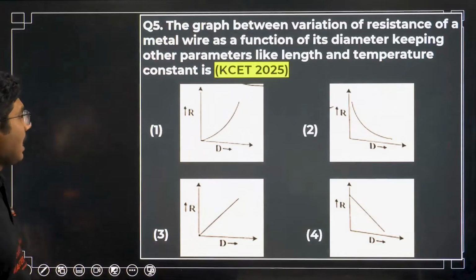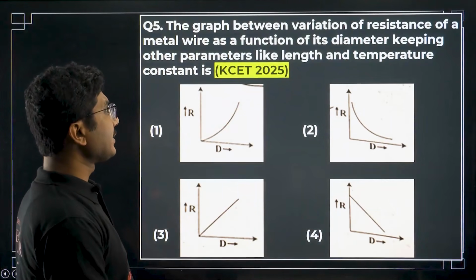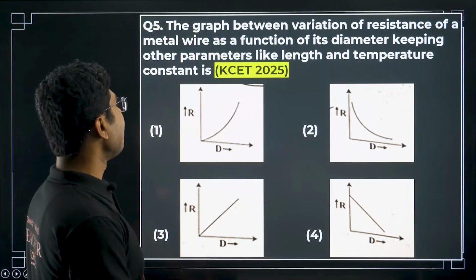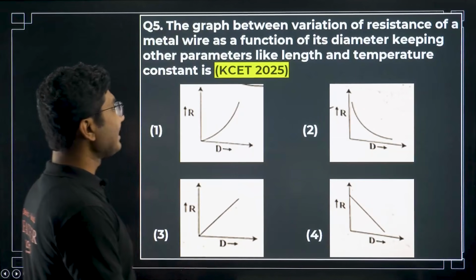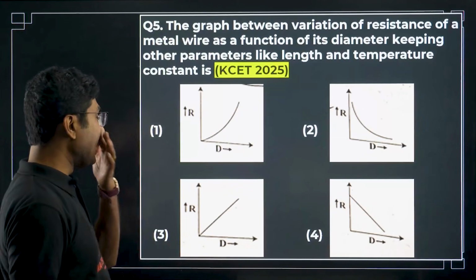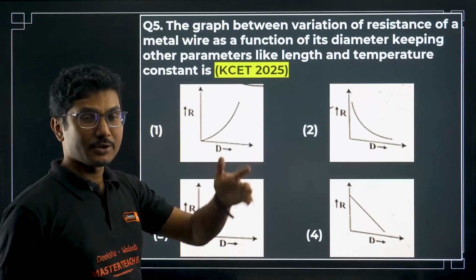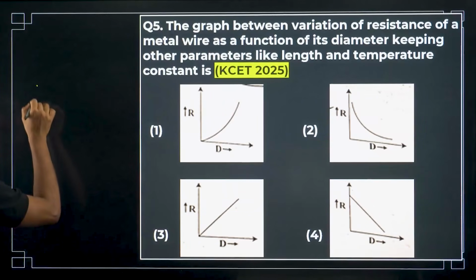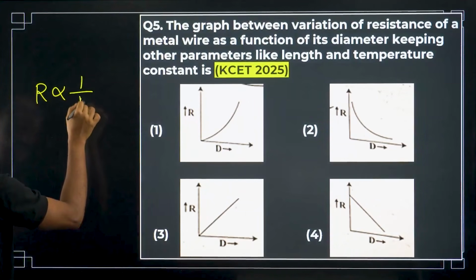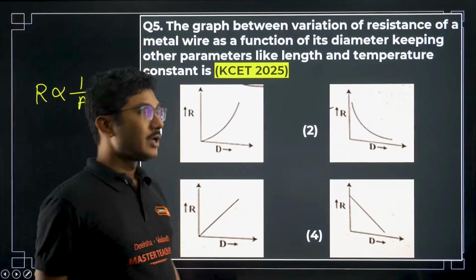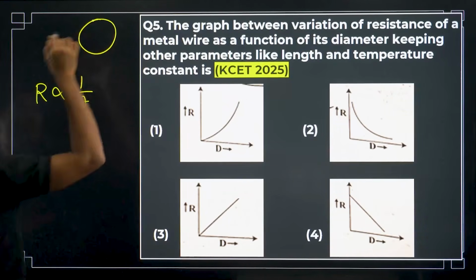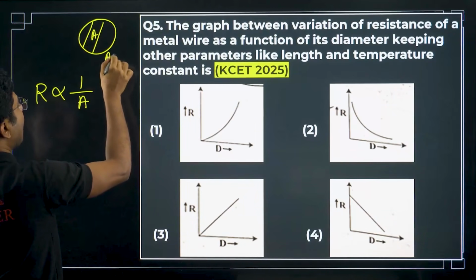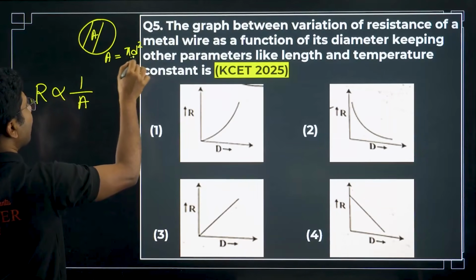Now next question: the graph of the variation of resistance of a metal wire as a function of its diameter, keeping other parameters like length and temperature constant. So here we have resistance and diameter, keeping all other factors constant. We know that resistance is inversely proportional to the area of cross section. Now if you consider a circular cross section, what is the area? Area will be pi d square by 4.